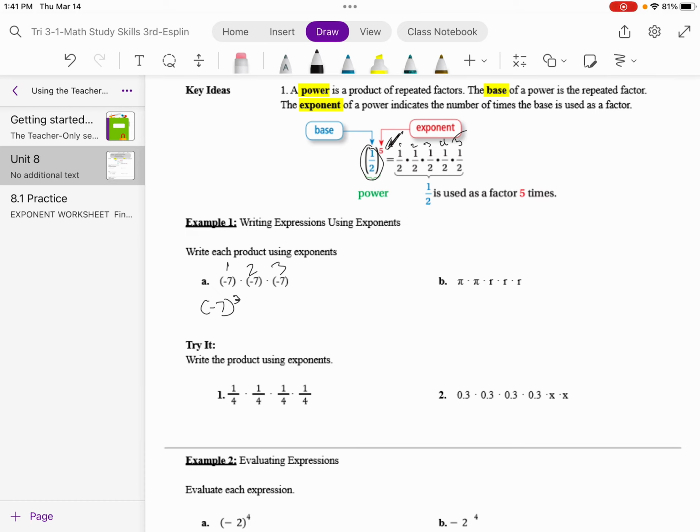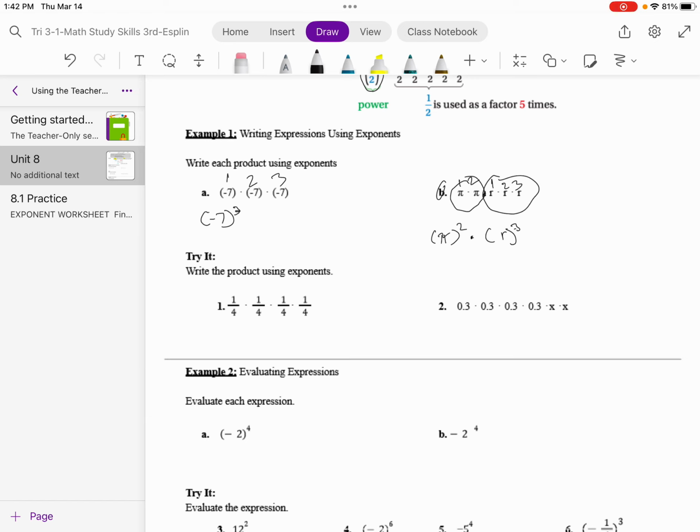Okay, so on B, we have 2 different things. We have pi and we have r. So we need to do pi. And how many pi's do we have? We have 1, 2, so we put 2 as our exponent. And then we have r. And we count how many we have, 1, 2, 3. So we have 3. And then between them is multiply, so we would multiply.